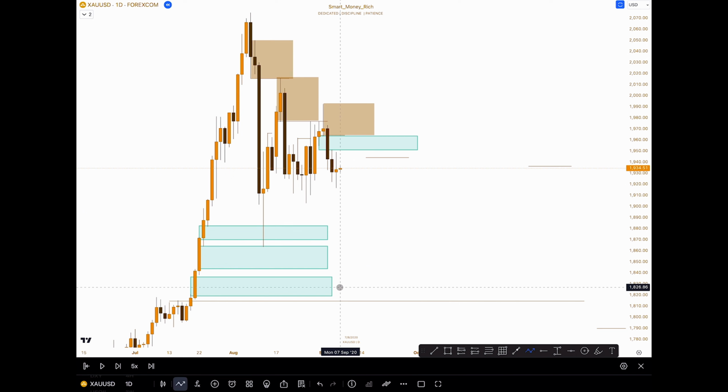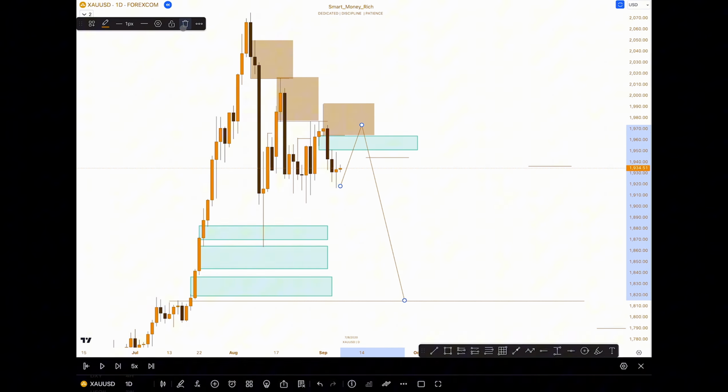I'm expecting price to come and fill it up. So I'm expecting what? Liquidation of this high, this candle here, the liquidation of that high, the rebalancing of price in this imbalance, the mitigation, and then the continuation. That is it, guys. So let's continue to play price.